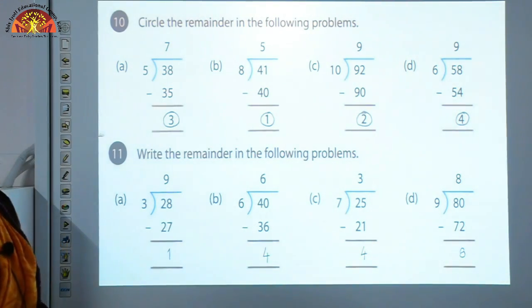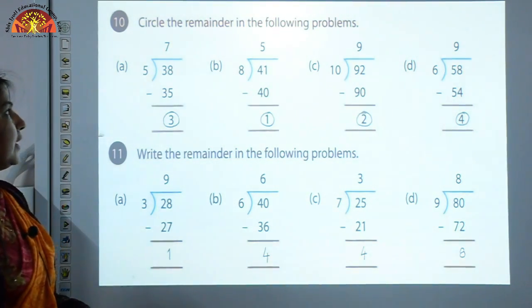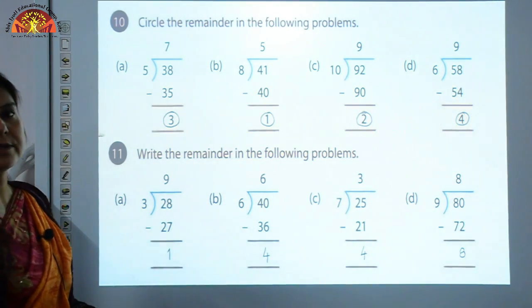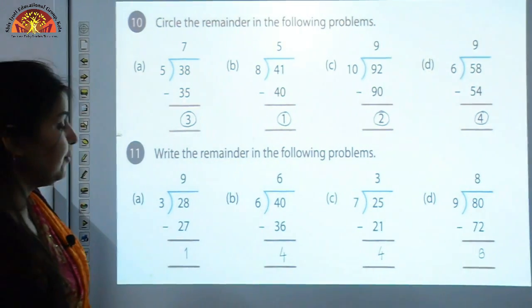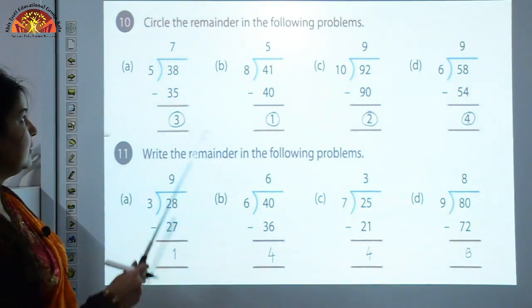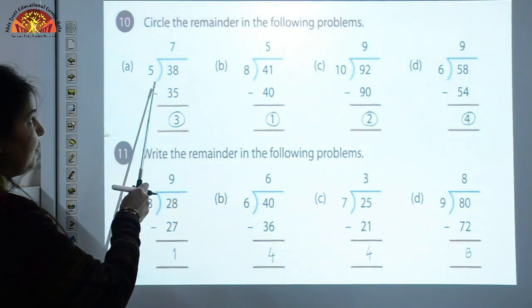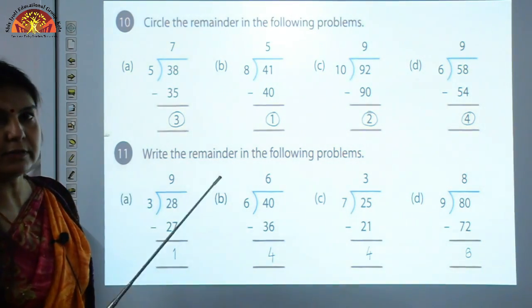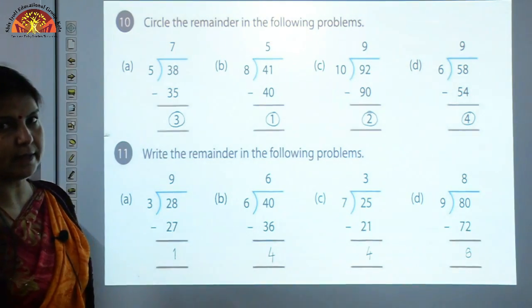Children, sometimes the divisor does not divide the number evenly and a number is left over. This number is called the remainder. So here we will see what the remainder is. In the table of 5 we will not get 38, so we will stop at 35. It is coming 7 times.